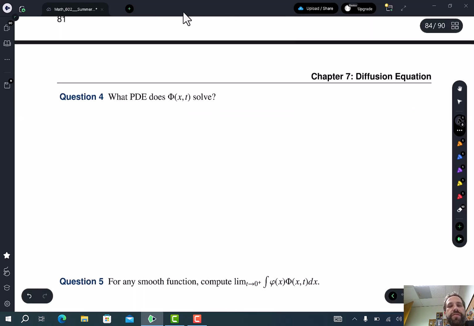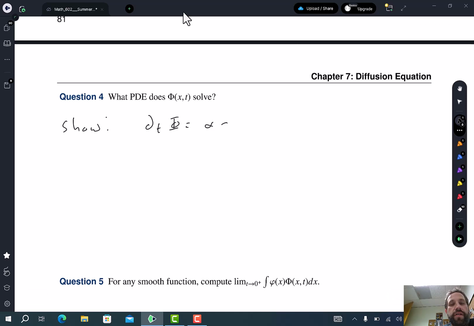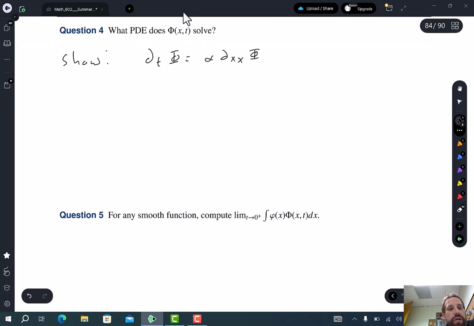So what PDE does phi satisfy? Well, I'm going to let you do this on your own. I want you to show that phi satisfies the t derivative is equal to alpha times the second x derivative. In other words, it satisfies the diffusion equation. Okay, but what are the boundary values? What are the initial conditions that it satisfies?